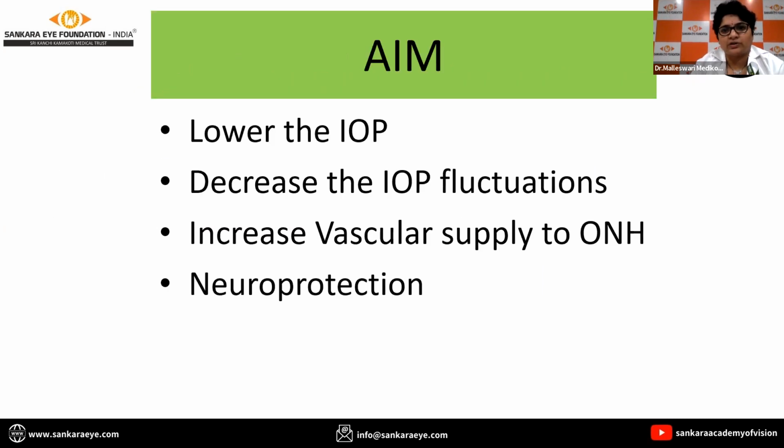So in the treatment of glaucoma, our aim previously was only to reduce the intraocular pressure, and the newer guidelines are that it is not only to lower the intraocular pressure, but also to decrease the intraocular pressure fluctuations, increase the vascular blood supply to the optic nerve head, and provide neuroprotection. So all these systemic conditions need to be taken into account: in a patient who is well controlled with anti-glaucoma medication, if they are still progressing, we need to consider all these things and treat the patient as a whole.